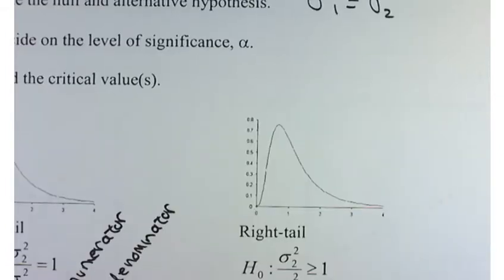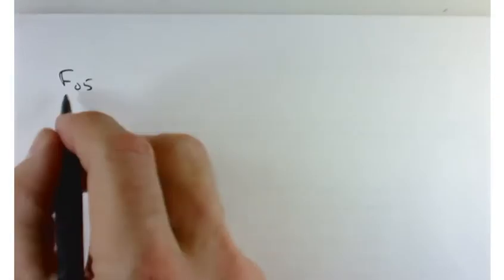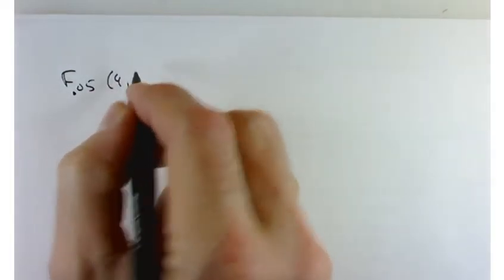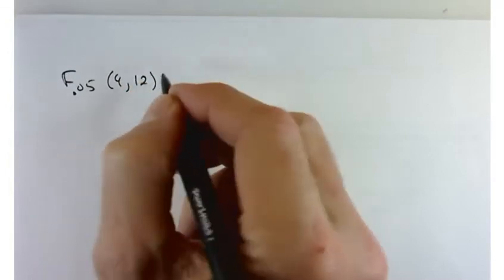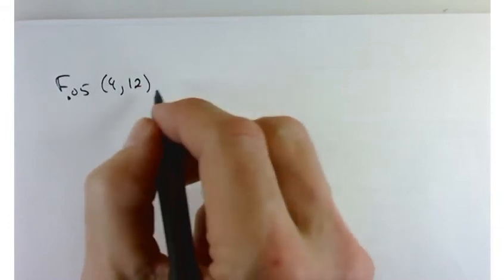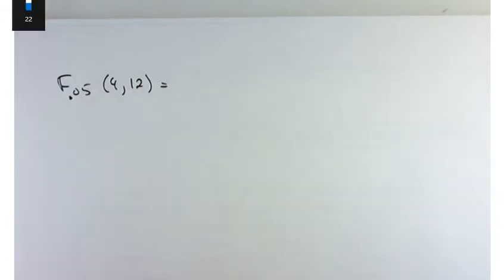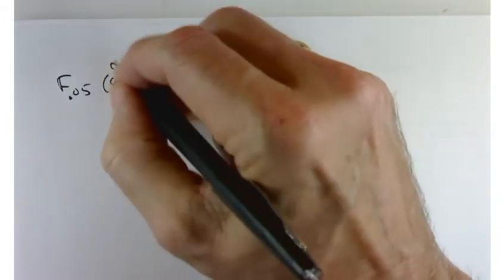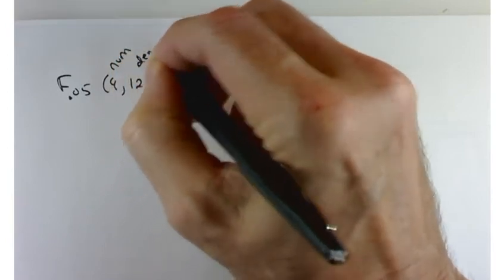So we'll start with looking up an F distribution with 5% of the area in the right tail. So remember, that always represents the area in the right tail, period, just like our Z and T scores. 4 and 12. This is not a particular number that's in the book. So again, this is your numerator degrees of freedom and denominator degrees of freedom.